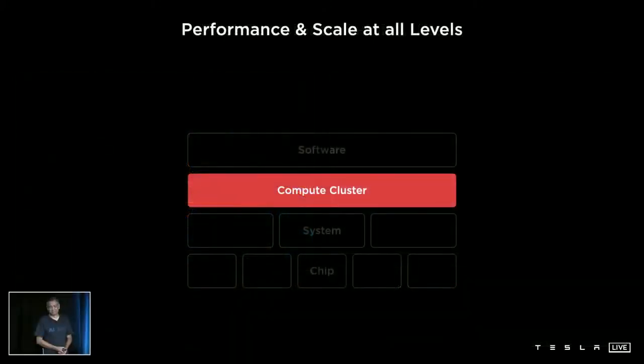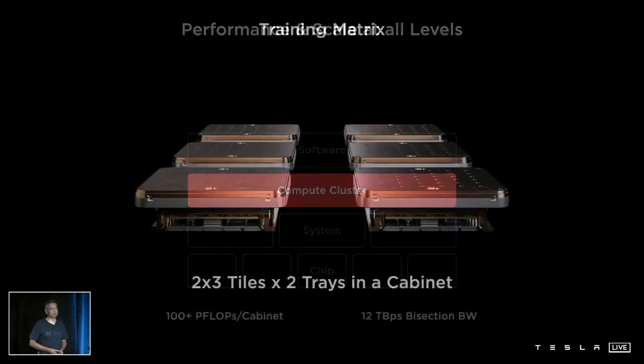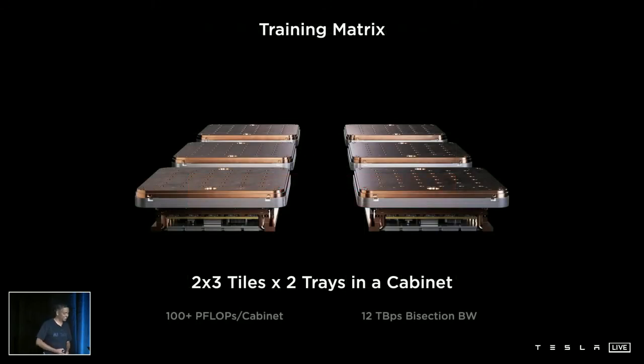Next up, how to form a compute cluster out of it. By now, you must have realized our modularity story is pretty strong. We just put together some tiles. We just tiled together tiles. A 2x3 tile in a tray makes our training matrix, and 2 trays in a cabinet give 100 petaflops of compute.